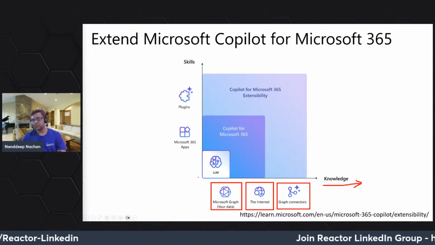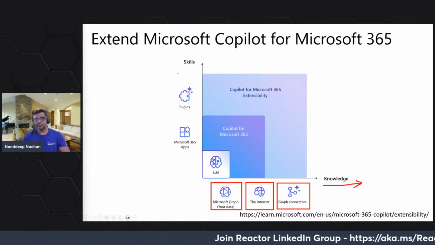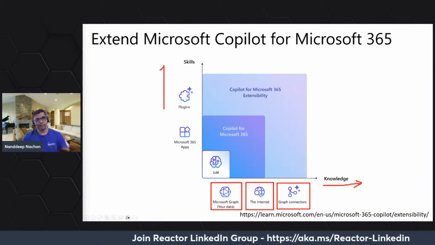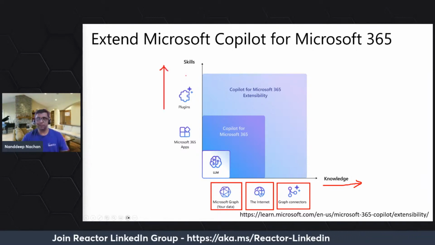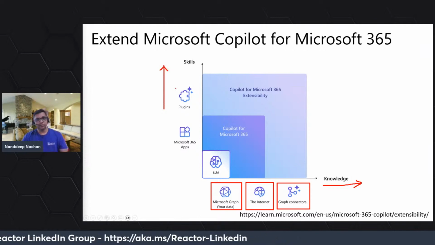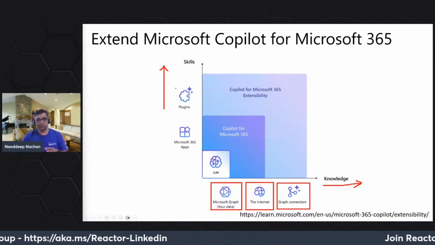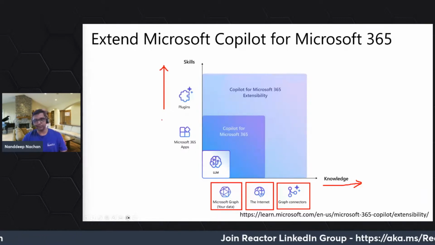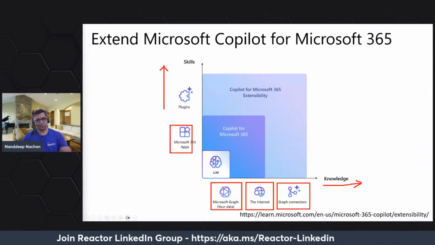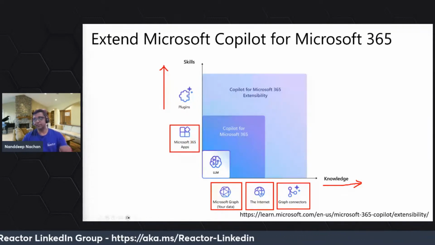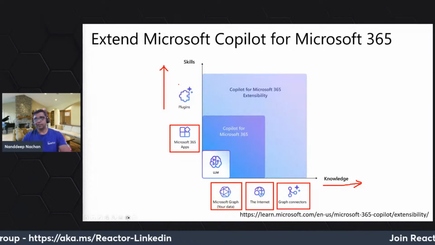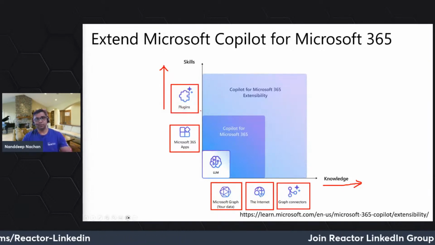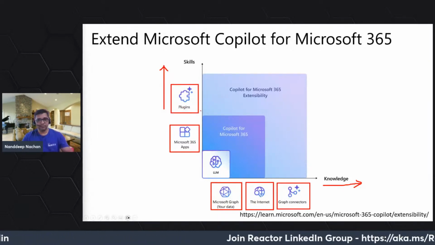Today we are going to focus mainly on this y-axis. We'll see how we can bring in skills and extend the user skill by creating plugins, so we can connect Copilot to the applications you work with, using plugins to streamline your everyday tasks and activities. We already have various Microsoft 365 apps, for example SharePoint and Teams. On top of that, we can create plugins to extend that skill further and work with these AI capabilities.